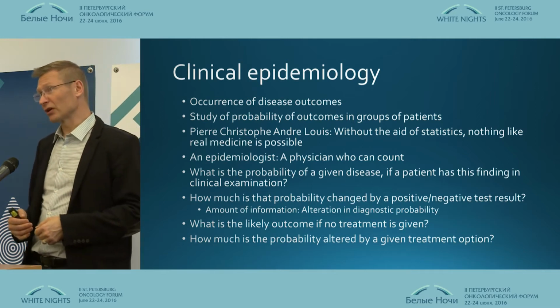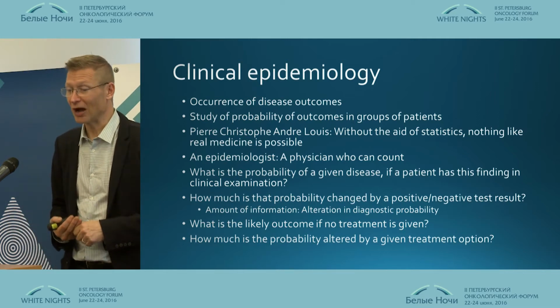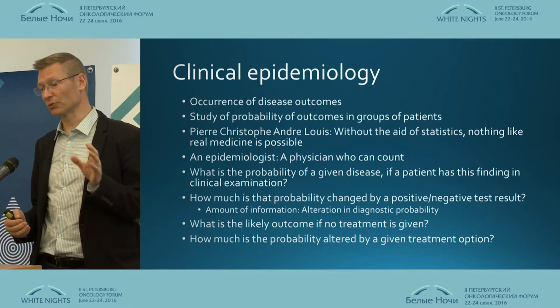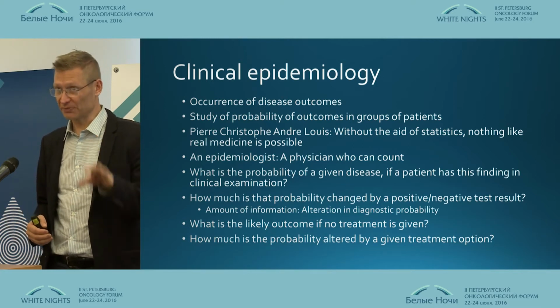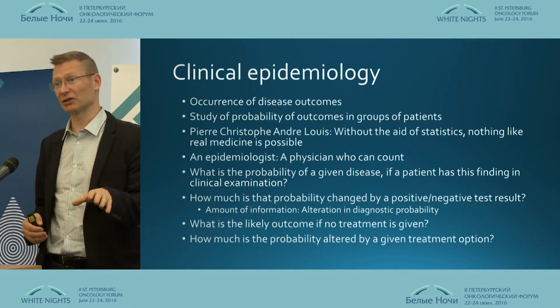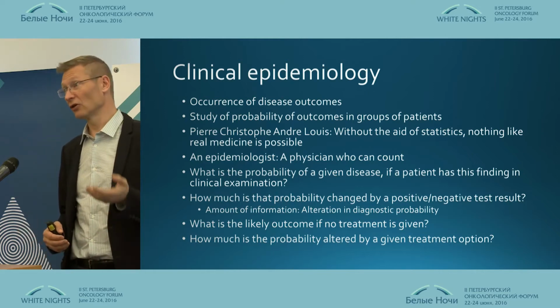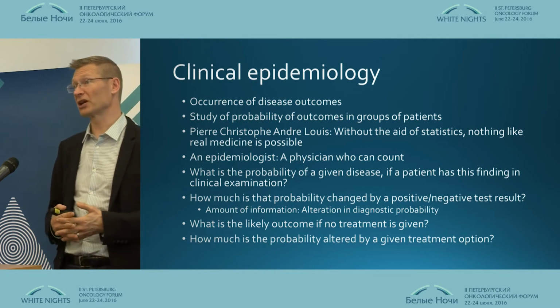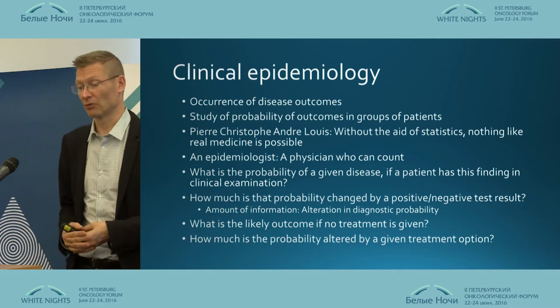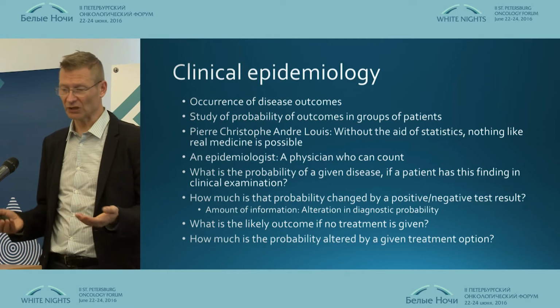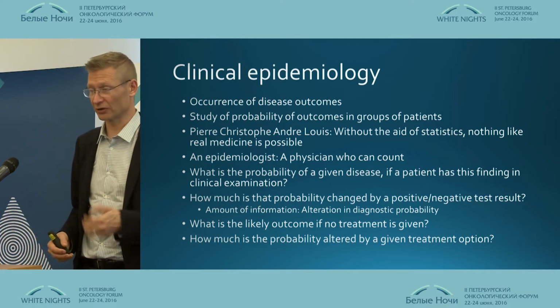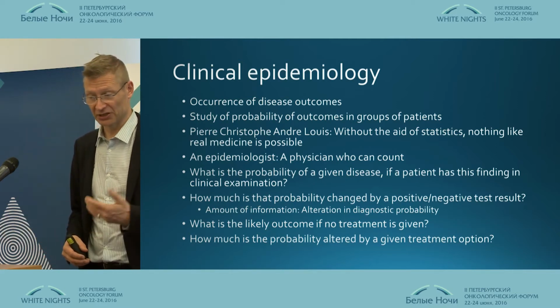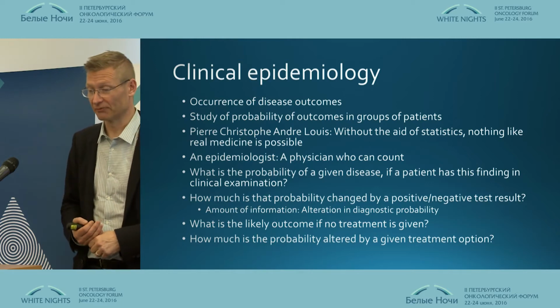Likewise, for diagnostic examinations, we need to ask how much is the probability of this specific disease in this specific patient changed by a positive or negative test result. That measures how much information are we able to obtain from an examination. This is simply the alteration in diagnostic probability. And that's something that can be counted quite easily afterwards.